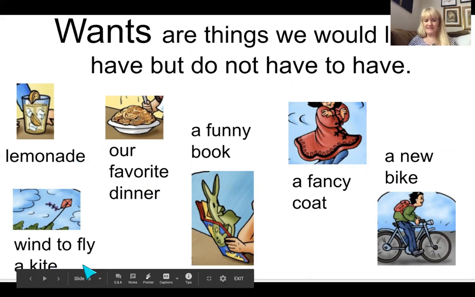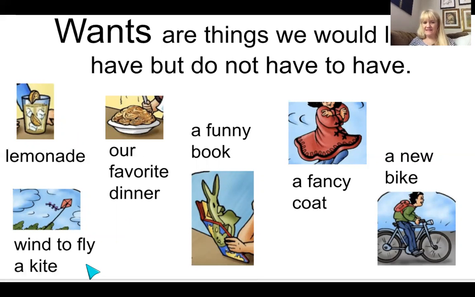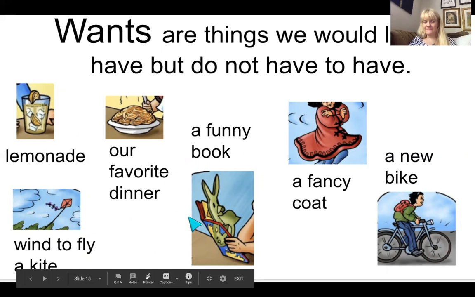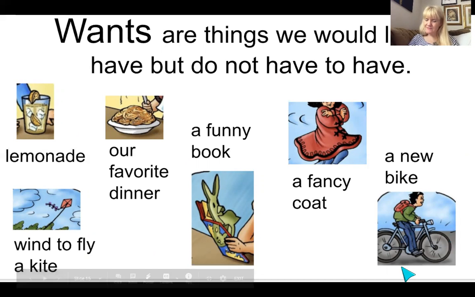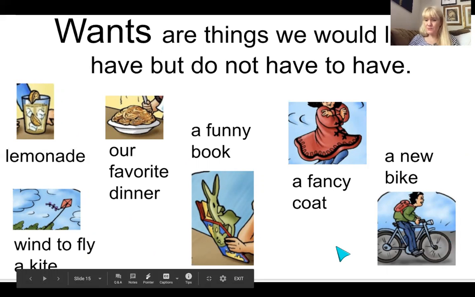The boy also wanted wind to fly his kite. The girl wanted a funny book to read. She also wanted a fancy coat. And the boy wanted a new bike. So those are all things that they want, but that they don't have to have. That's why they're wants, things that we want.